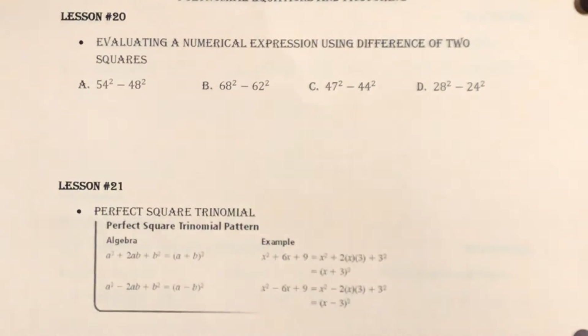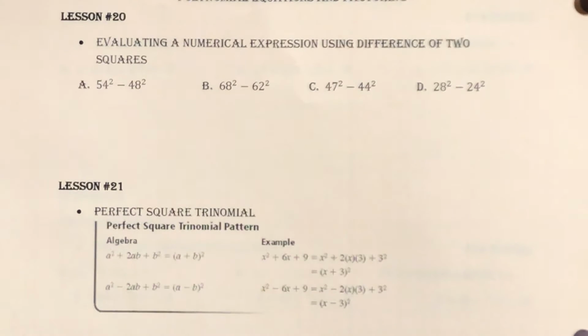So we are on to lesson number 20, which is all about evaluating a numerical expression using the difference of two squares. The reason that we're talking about this is sometimes we're going to get problems in math like this, where we have 54 squared minus 48 squared. Now, if you're anything like me, you don't know what 54 squared is, and that would take a lot of work to get there. Same with 48. We may not have a calculator available, as we don't use them very often in this classroom, or you may not even have one on you.